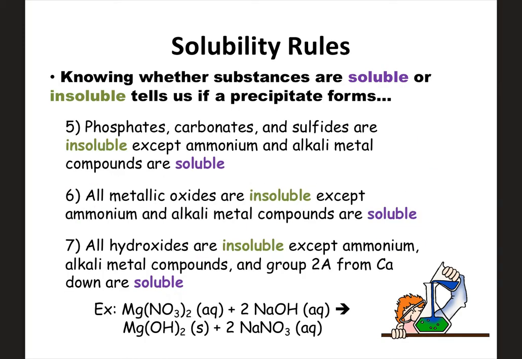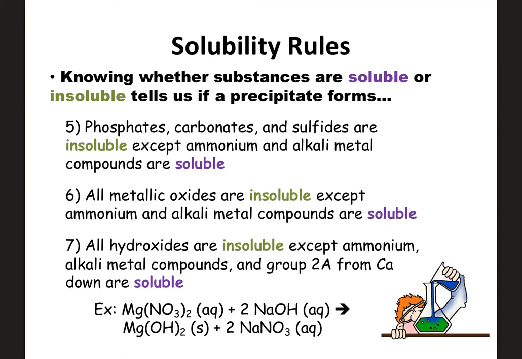So the first four here are usually dealing with when things are soluble with exceptions for insoluble. The last three rules are going to deal with when things are insoluble with exceptions for soluble here. So rule 5 says that phosphates, so PO4 compounds, carbonates, CO3 compounds, and sulfides, watch the ending here. So those are things with sulfur in them, okay? They're always going to be insoluble. So they would always be solid. If you put them in water, they're not going to dissolve, except ammonium or alkali metal compounds.